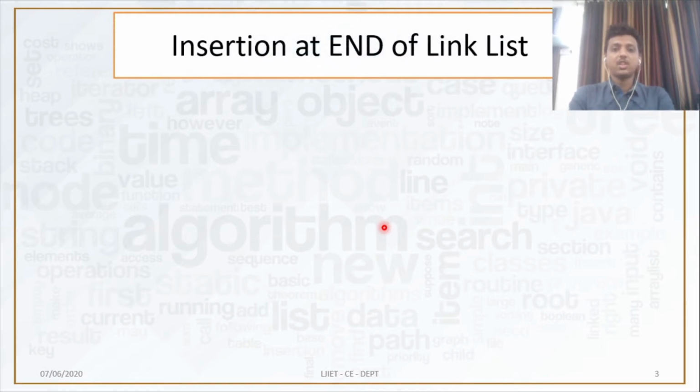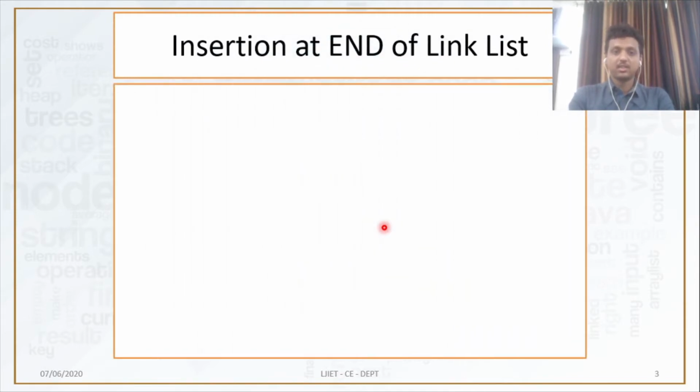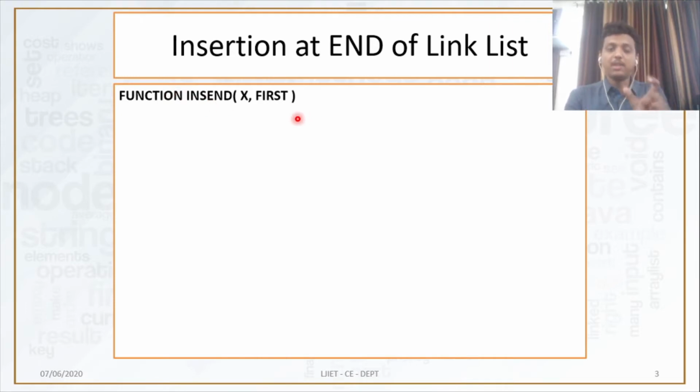See, insertion at end of the linked list. As we all know, in any type of insertion in linked list, we need to return the address of the first pointer. Okay, so here the algorithm return type is function, not procedure, because we need to return the address of the first element. Function ins is the algorithm name, x is the element which we need to insert, and first is the pointer of the linked list.